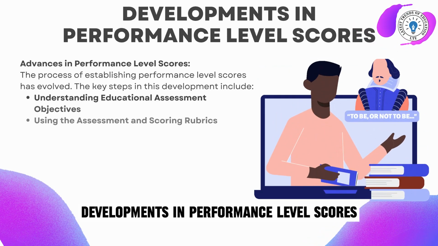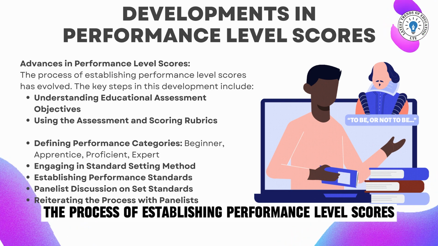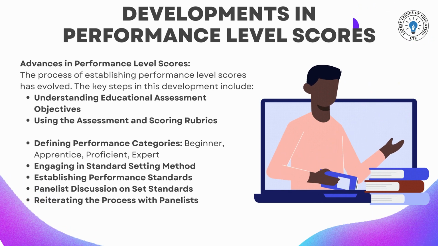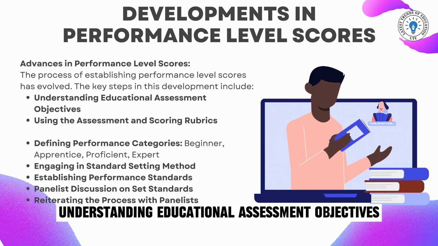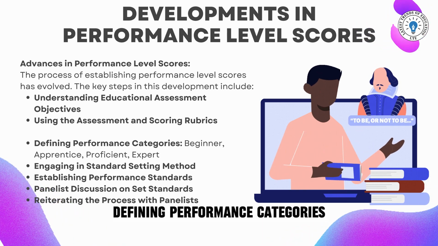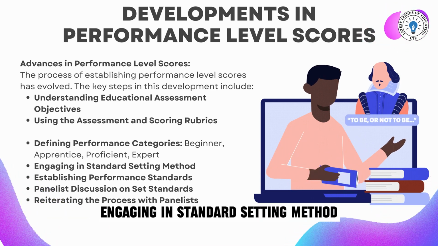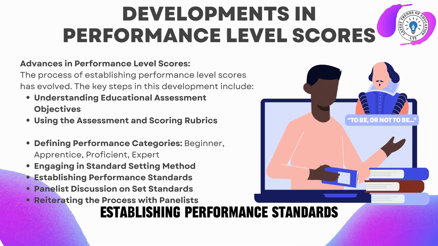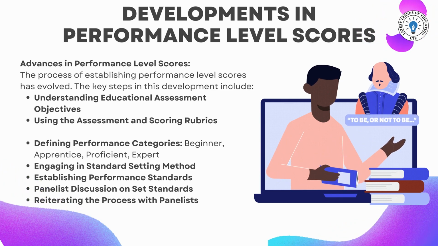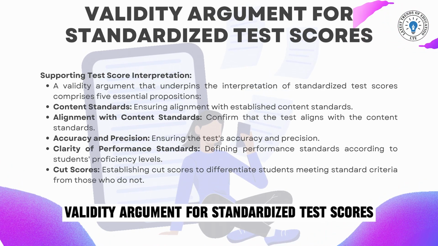Developments in performance level scores. Advances in performance level scores. The process of establishing performance level scores has evolved. The key steps in this development include understanding educational assessment objectives, using the assessment and scoring rubrics, defining performance categories (beginner, apprentice, proficient, expert), engaging in standard setting method, establishing performance standards, panelist discussion on set standards, reiterating the process with panelists.